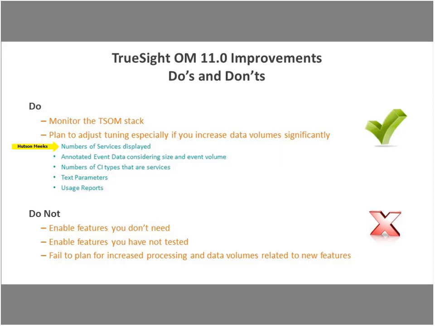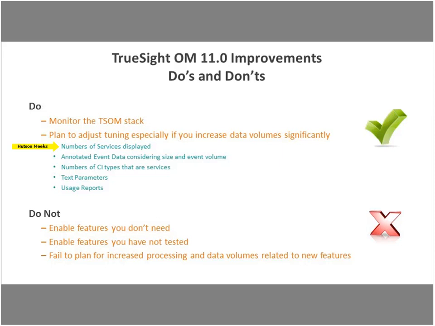Don't enable features that you don't need. Just because something's kind of cool doesn't mean you necessarily have to or that you need to use it. Go back to your business needs. What do you really need to accomplish? And enable features that you need. Don't enable features that you don't need. Don't create additional overhead on the system. Don't create additional work on your part as a TrueSight administrator if it's something that's not truly needed or valuable to your environment. Don't enable features that you haven't tested.